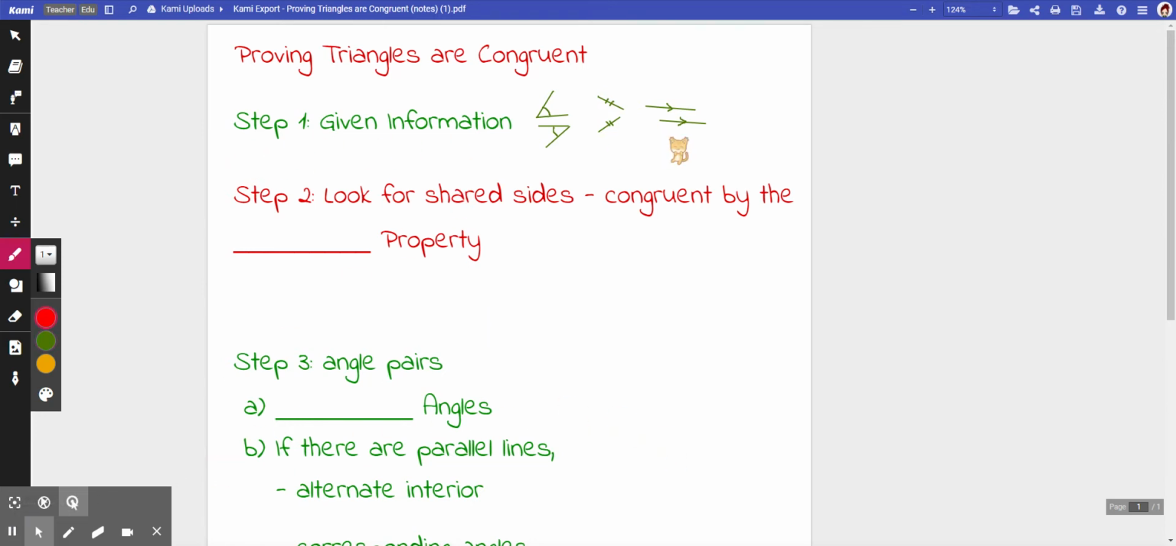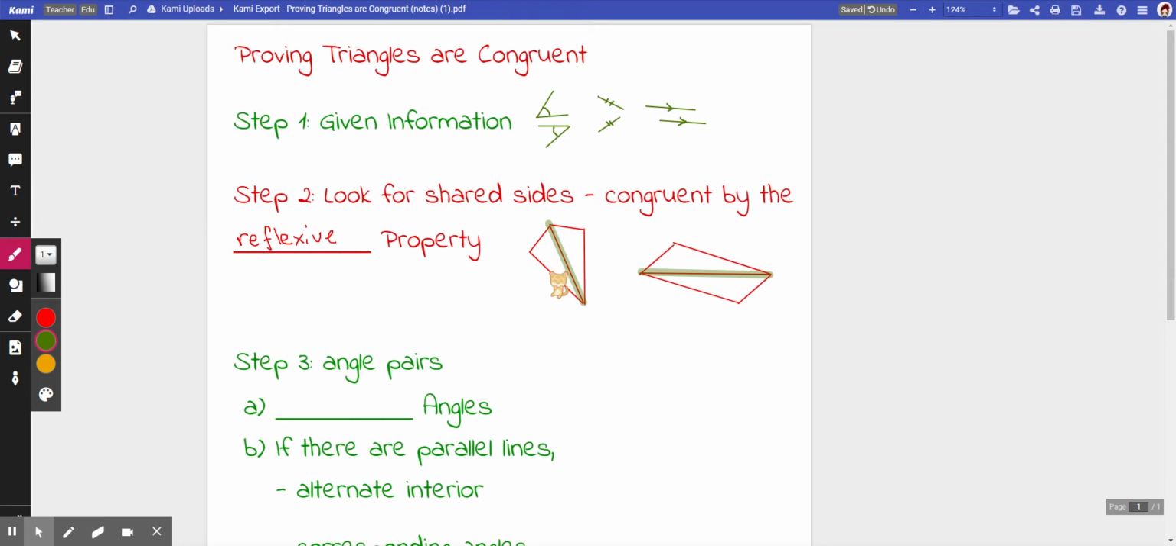Now, once you've gone through everything that was given to you, you want to look for any shared sides because those are really easy to recognize. And shared sides are congruent by the reflexive property. So usually that'll show up in triangles that are a reflection of each other or a rotation of each other.